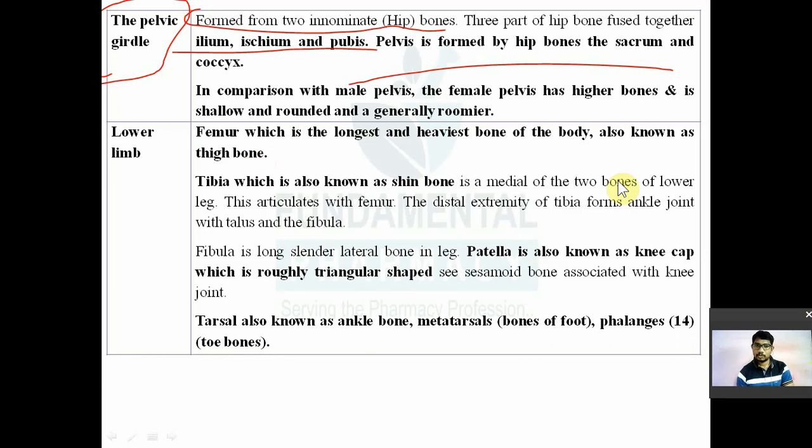Now bones of lower limbs. लोअर लिम्ब्स में कितने बोन्स हैं? Bones of lower limbs. First is the femur. Femur is known as the largest and strongest bone. Strongest, heaviest bone of the body. Largest, longest, heaviest bone. Okay. Longest and heaviest bone.